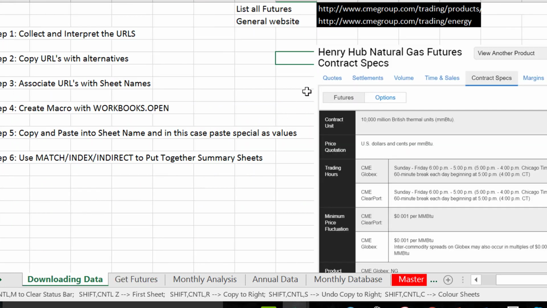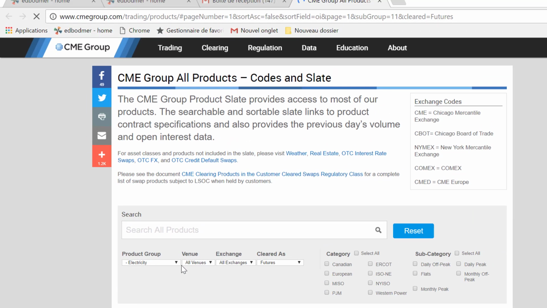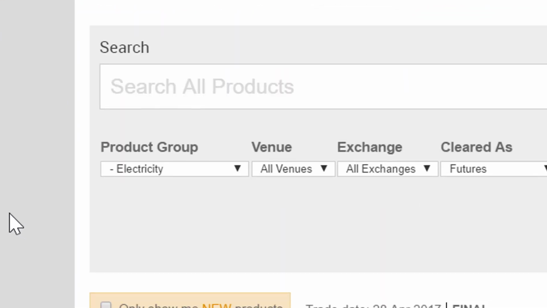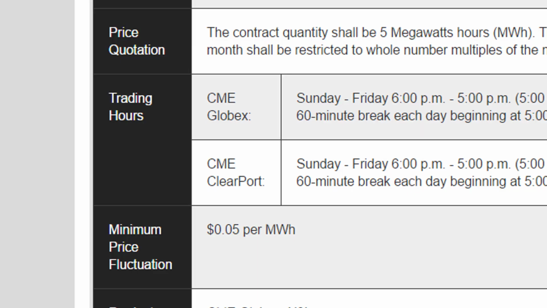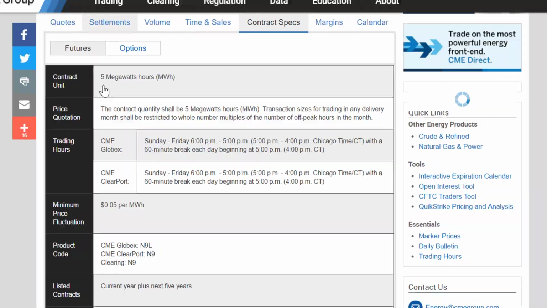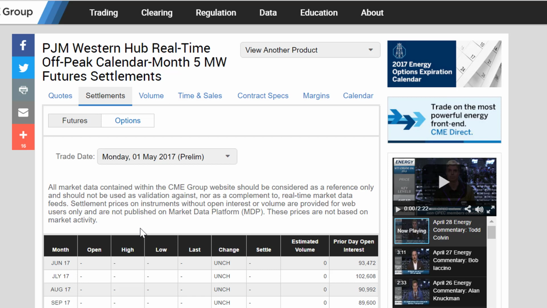And for each of these commodities, I suppose I can do this. If we go to this website, okay, I hope this doesn't take too long. I'm going to go to the website, and let's look at electricity futures. Let's look at this one, the PJM Western Hub, and then we look at the settlements. And then you have this thing, and I picked a horrible one because it doesn't have a settlement price.